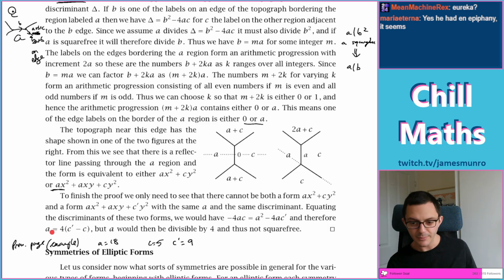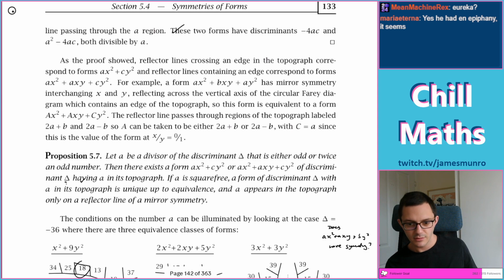I can't make this work. 18. Oh, but these are different values of A. This is 1 and this is 2. So this one. What's going on there? Why does this one take the value of 18? It's not the case that 18's not odd, so who cares?